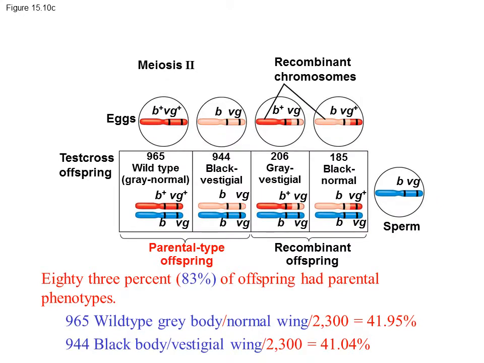So if we look at the data, 965 resemble one of the parents, 944 resembles the other parent, the original parent. That means that we have 83% of the offspring looks like one of the parental types.